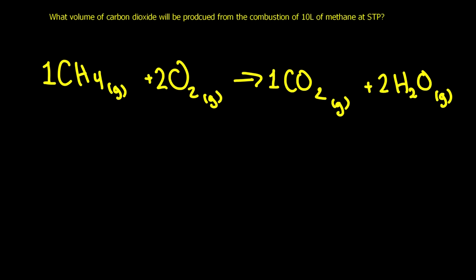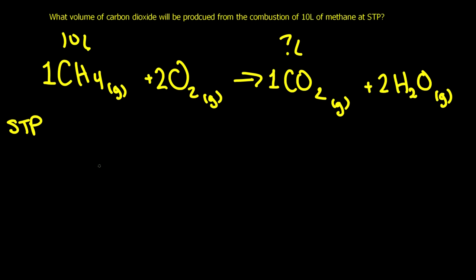Our problem says, what volume of carbon dioxide will be produced from the combustion of 10 liters of methane at STP? So I'm looking for the liters of carbon dioxide produced from the combustion of 10 liters of methane. CH4 is methane. I've got 10 liters, and we're at STP, so I'm going to indicate that.